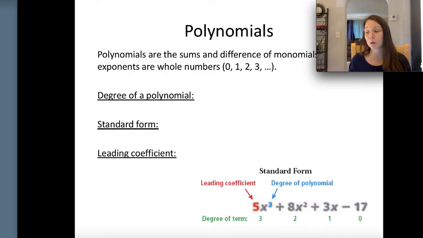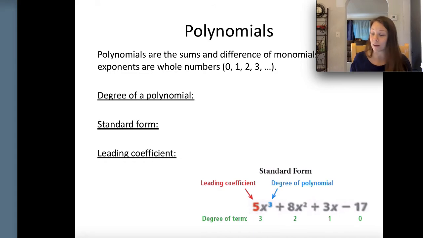Now let's define what a polynomial is. A polynomial is the sums and differences of monomials. Just like when we were dealing with quadratic functions, we had 3 pieces or 3 terms added together. Well, each of those terms was a monomial, and technically a quadratic function is a polynomial.